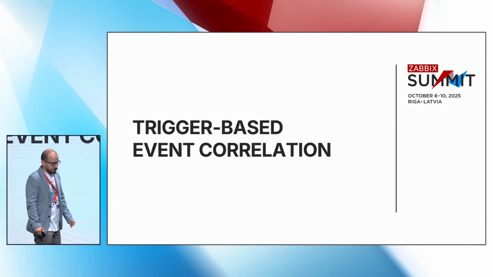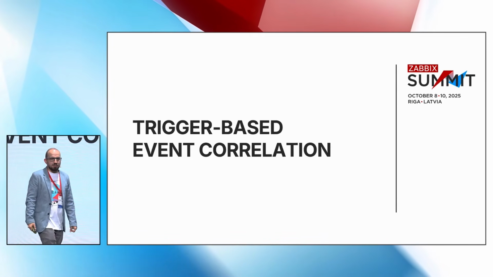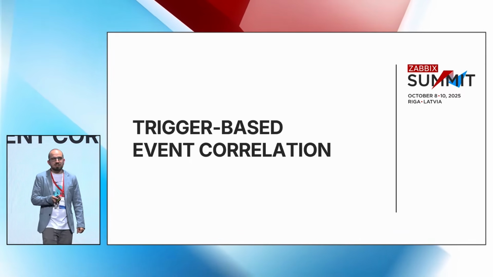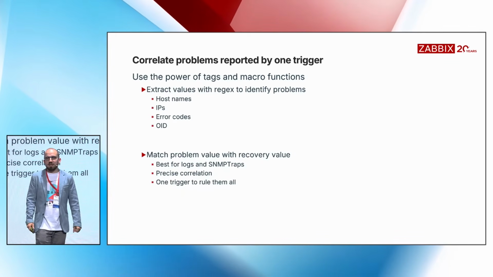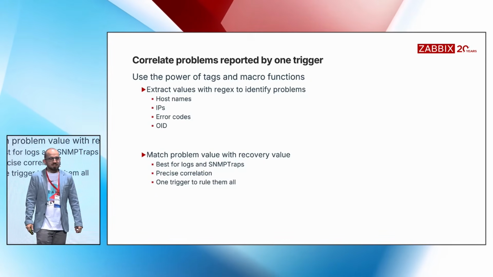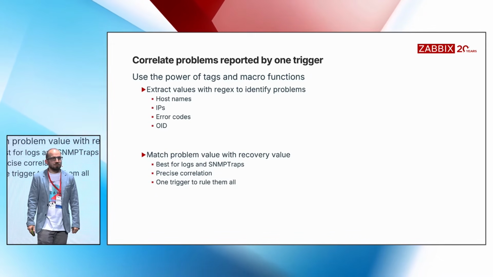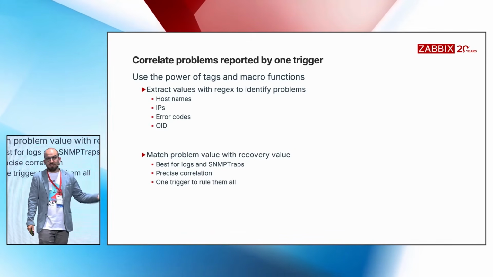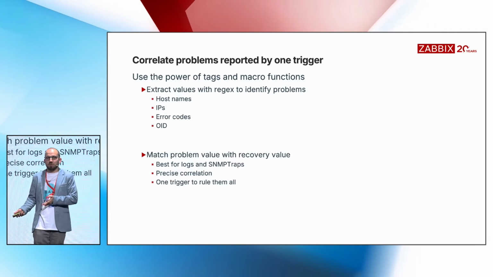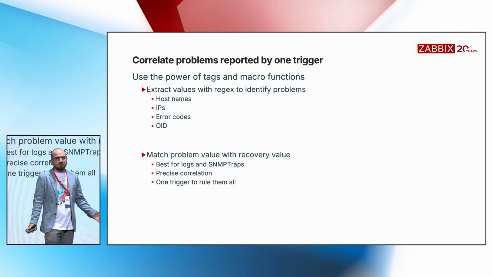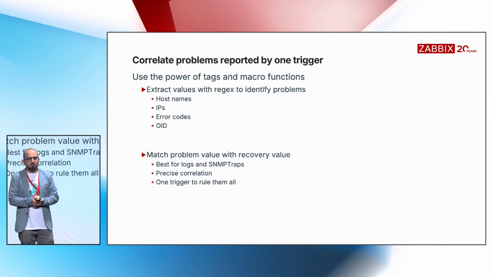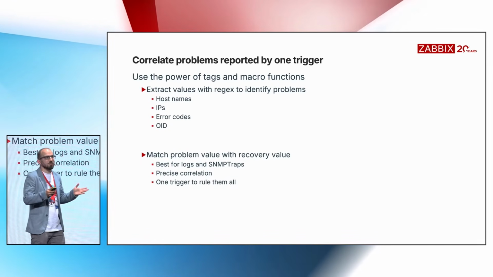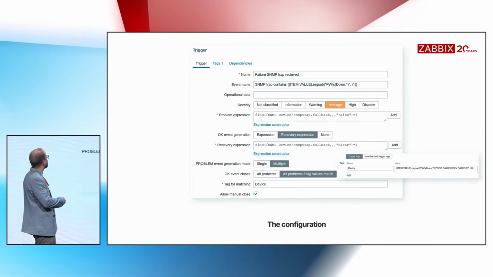But then of course you may end up with a lot of problems which can be resolved by just one single OK situation. So then you can use the trigger-based event correlation to make it even more precise. I think that's a very, very powerful feature of Zabbix because it allows you to create one trigger, but for a lot of things. That means you technically manage only one trigger while you detect problems for different error codes, different traps, and even maybe different hosts, depending on how much information you can get from one message.